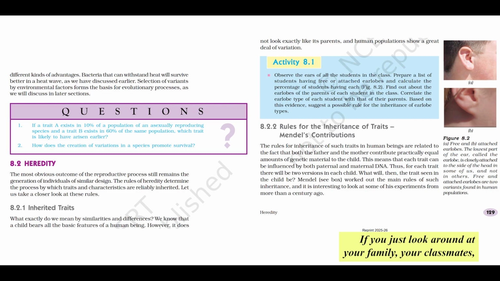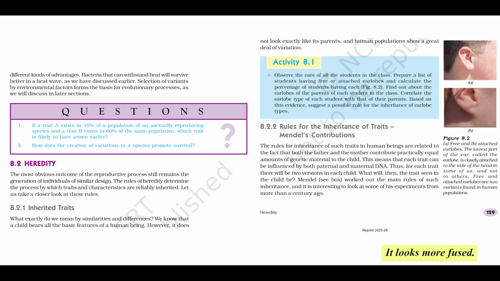If you just look around at your family, your classmates, you'll generally see 2 main types of earlobes. First, there are free earlobes. The bottom part hangs down, sort of detached from the side of the head. You could probably slip a finger behind the lowest part. Figure 8.2 usually shows this clearly. Then you have attached earlobes. Here, the lobe seems to connect directly to the side of the head without that free hanging part.